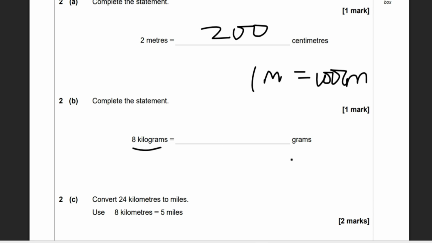8 kilograms to grams. When you're going from kilograms to grams, the word kilo means 1000. So 8 times 1000 gives you 8000 grams. Okay.